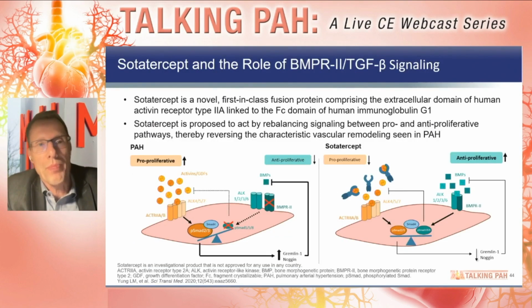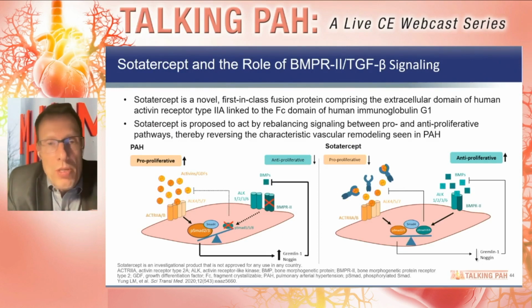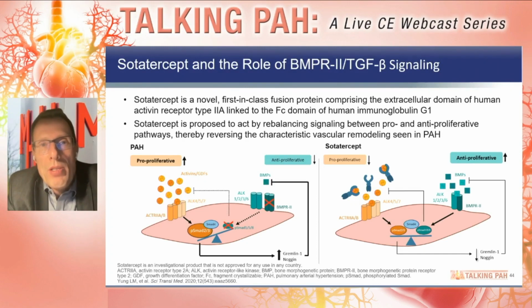This is brand new. So what is this? This is something we have never used before. So sotatercept is the first-in-class fusion protein. It's composed of the extracellular domain of human activin receptor type 2A, which is linked to the Fc domain of human immunoglobulin G1. And it acts as a ligand trap. So it binds activins and other growth factors, growth differentiation factors that are involved in the pathogenesis of pulmonary hypertension.